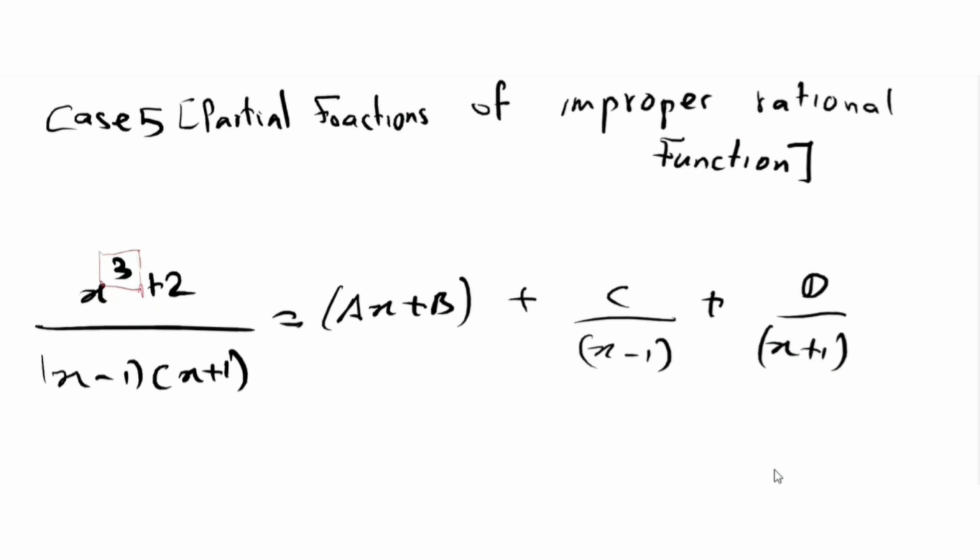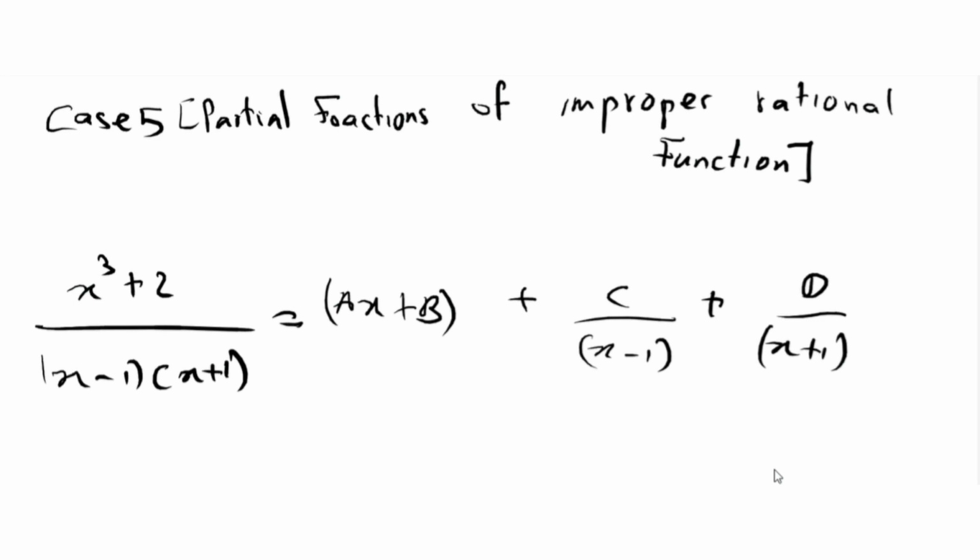I repeat again, guys, in this problem, the numerator has a higher power than the denominator. If it's equal, let's say this is x squared plus 2, the powers will be equal. Then we write here a constant plus c over x minus 1 plus d over x plus 1. But our problem is the powers are not equal. Power is greater by 1. So in that case, we write ax plus b.